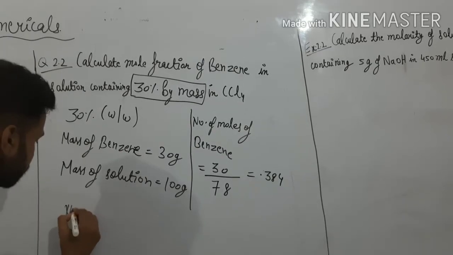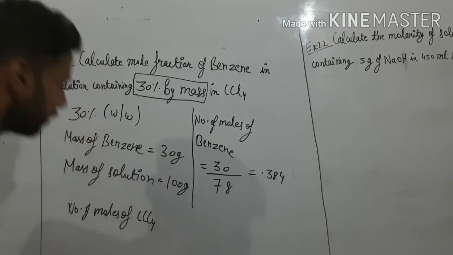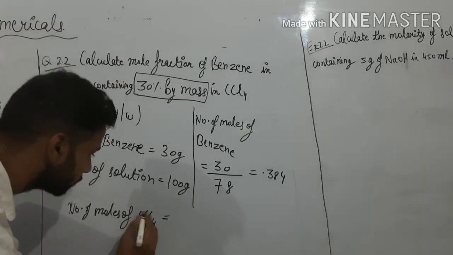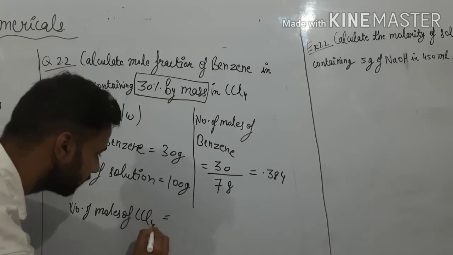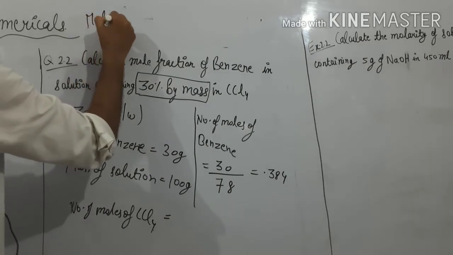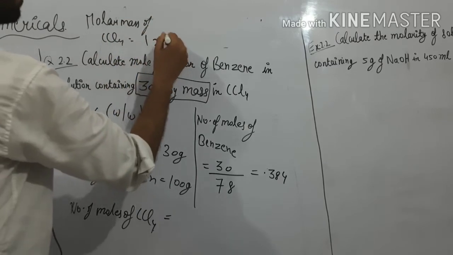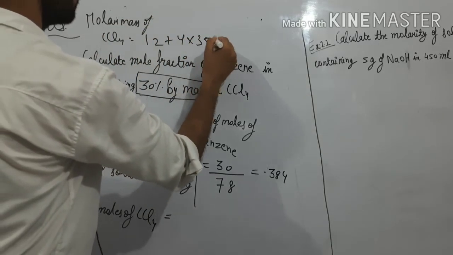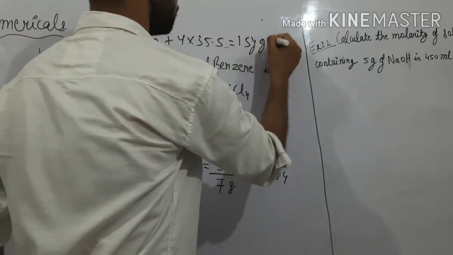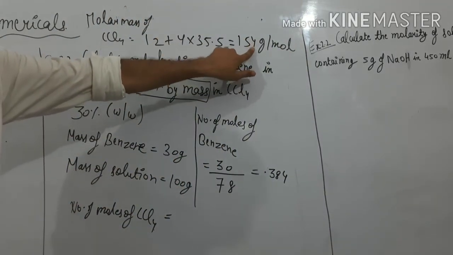We have to find the number of moles of CCl4, carbon tetrachloride. So for this we have to find the molar mass of CCl4. So the molar mass of CCl4 is 12 plus 4 into 35.5. So what will this come as? 154 gram per mole. Okay, this is the molar mass of CCl4, 154 gram per mole.